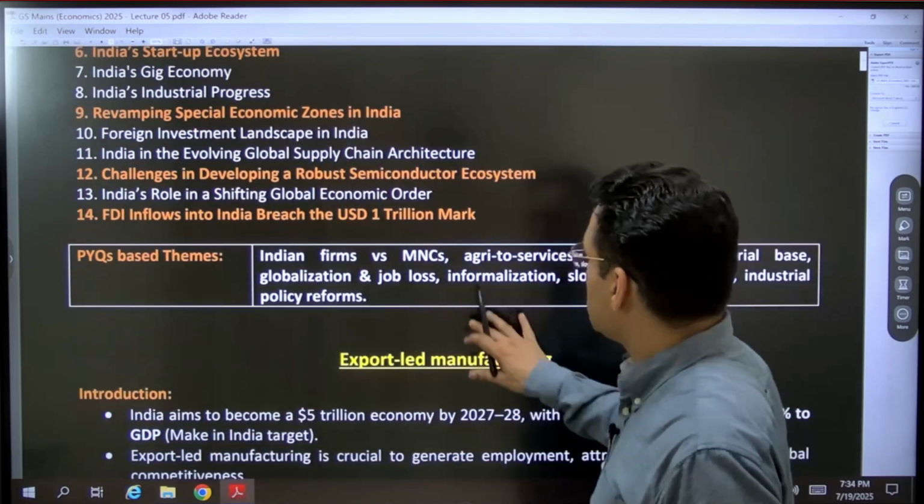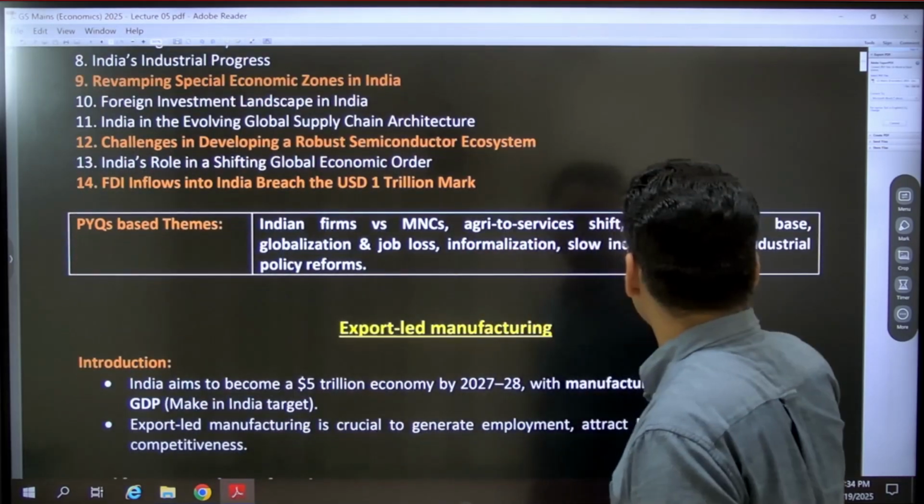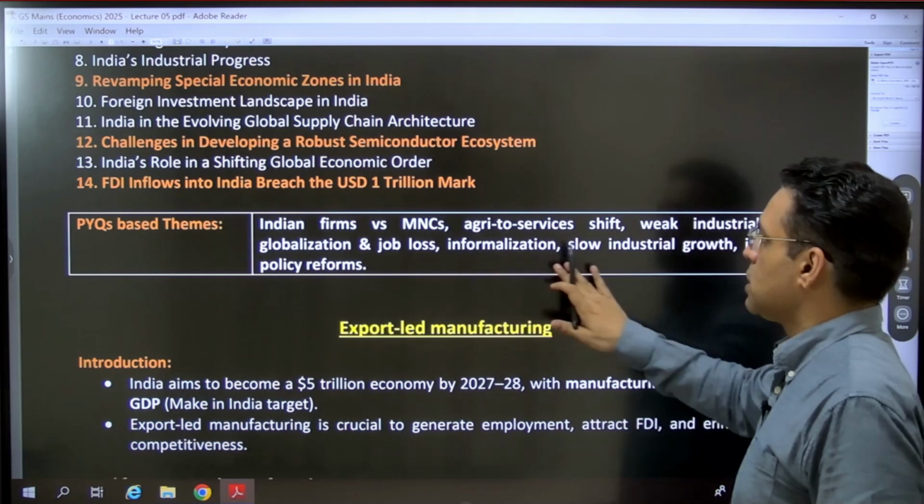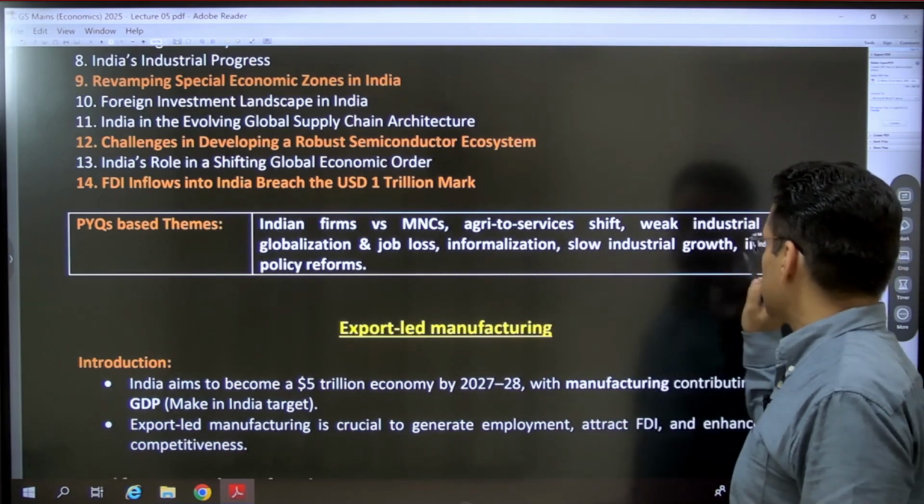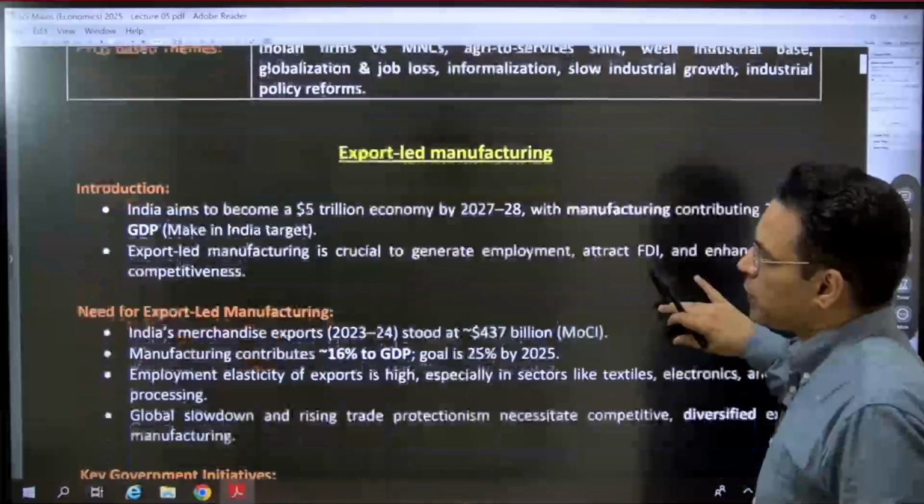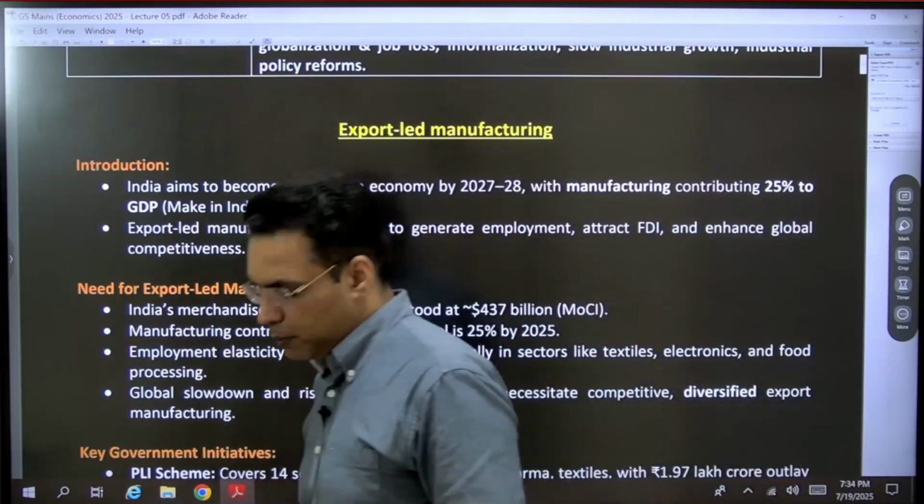Now, what are the themes that are mainly asked? Agro to service industries, weak industrial base, globalization, job loss, informalization, slow industrial growth, and industrial policy reforms. So let's take the first topic, export-led manufacturing.